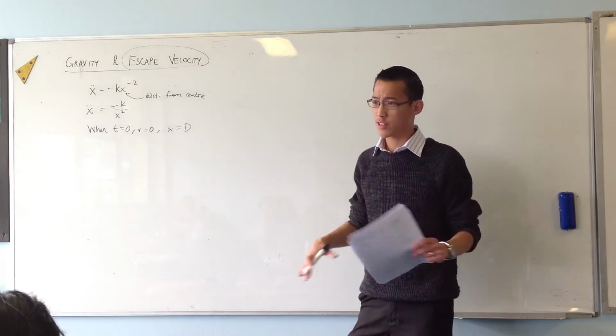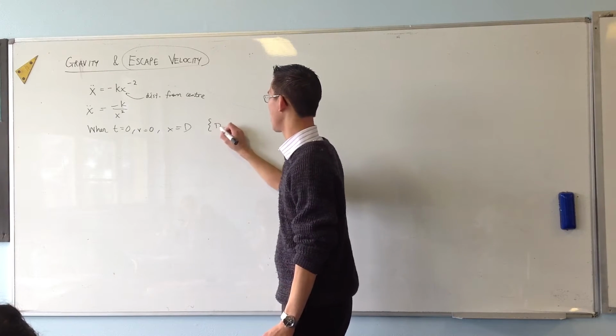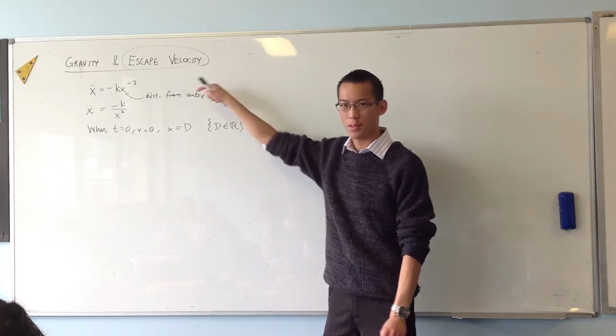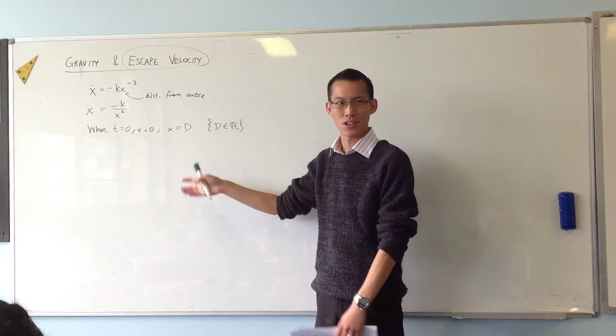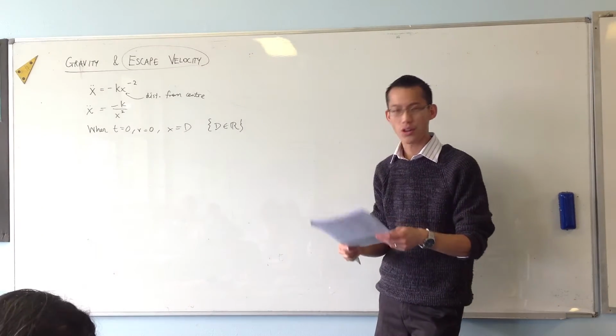So don't be confused, there's a lot of letters flying around. D is just a constant. You may even want to write down here, just to remind you, don't substitute things into d. It's not a variable, you can't change it. It's just the distance you start from. Now, we've got to get towards this result.